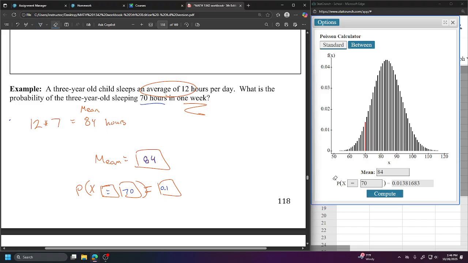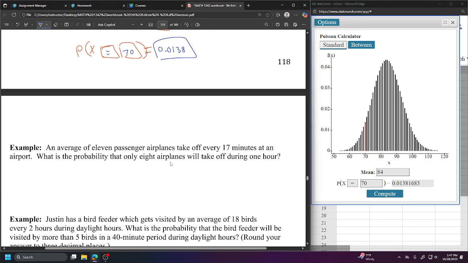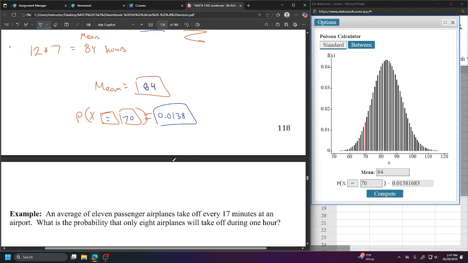Nope, I don't have enough room for all that. Let's start over. 0138. There it is. Cool. Only a 1% probability. But again, that's only 70, not 71, not 69, not 67. Okay, 67. Okay, whatever. See, I was trying.